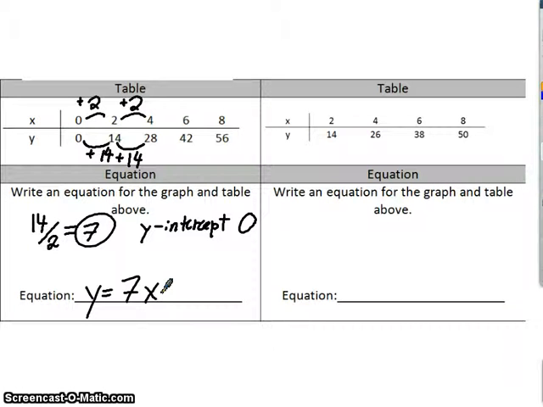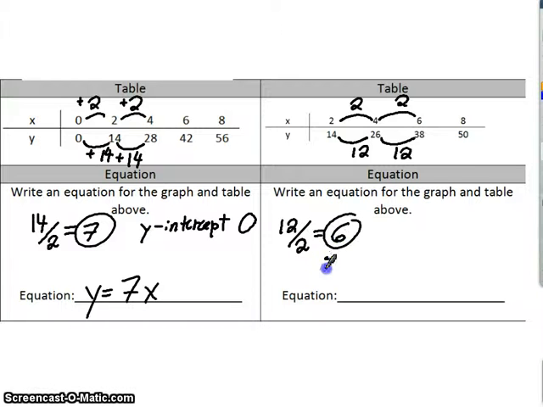So for my next equation, from 14 to 26, that's an increase of 12. And from 2 to 4 is an increase of 2. I can double check that by saying 26 to 38 is an increase of 12. 4 to 6 is an increase of 2. So 12, divide that by 2 is 6. There's my slope.